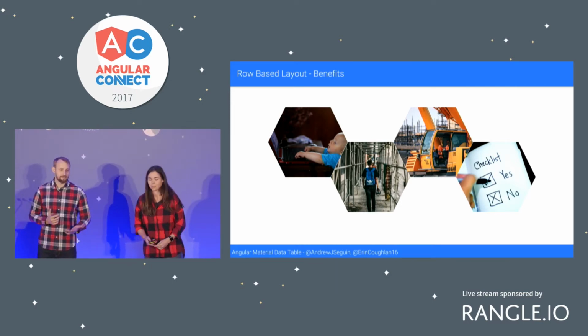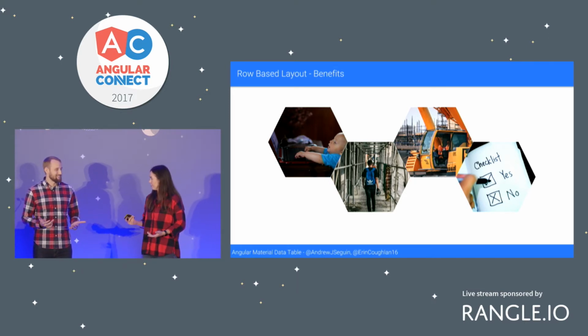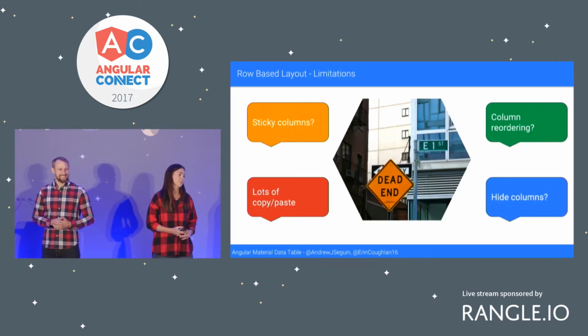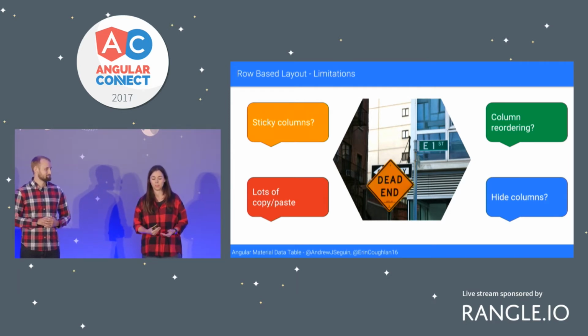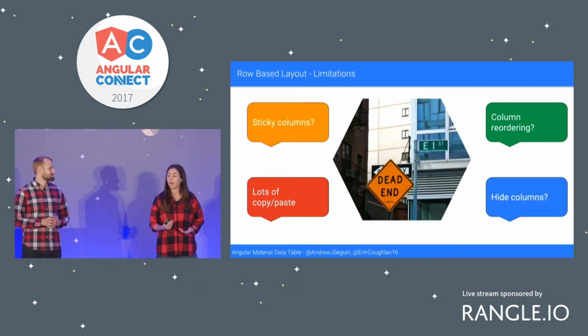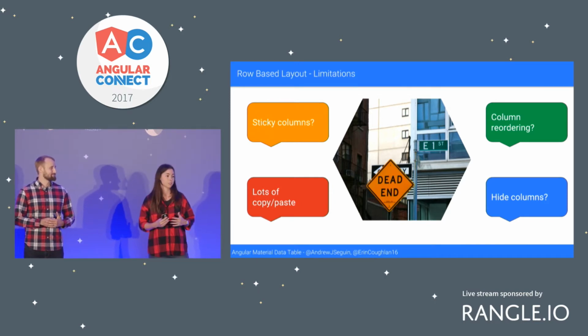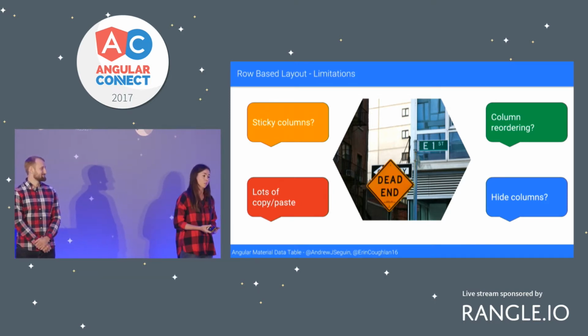You give it data, it shows the rows. We're good, right? Yeah, until we went back and started looking at some of our features. So we had sticky columns as a feature that some teams wanted. People wanted to reorder columns or hide those columns for mobile devices. So your 10-column table, that's not going to work on a phone.